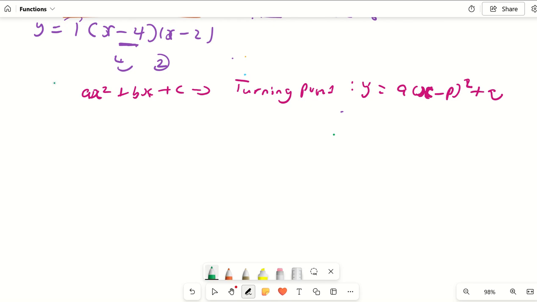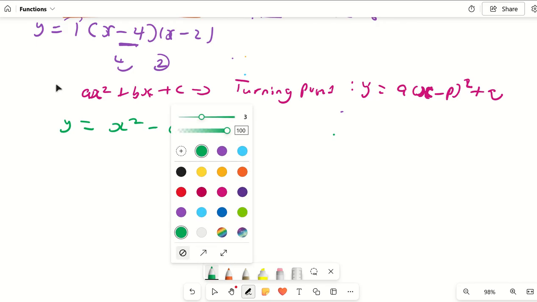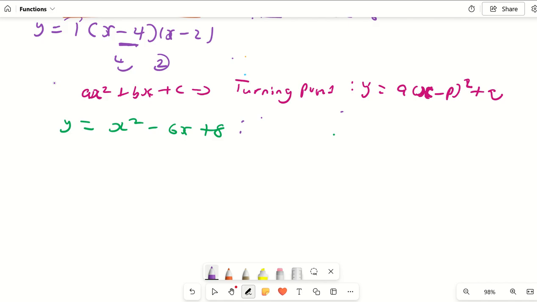For example, y equals x squared minus 6x plus 8. So I'm trying to move from standard to turning point form. The method we use here is what we call completing the square. You used to be afraid of it in grade 11, you're not going to be afraid of it anymore.